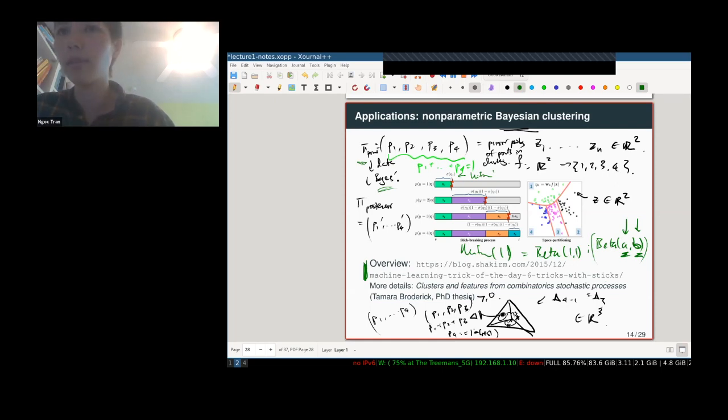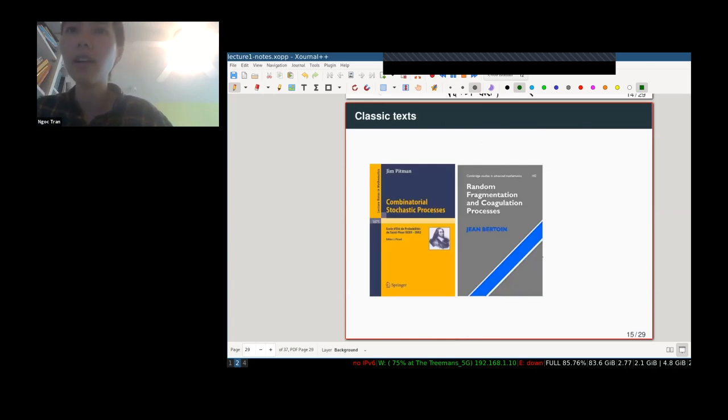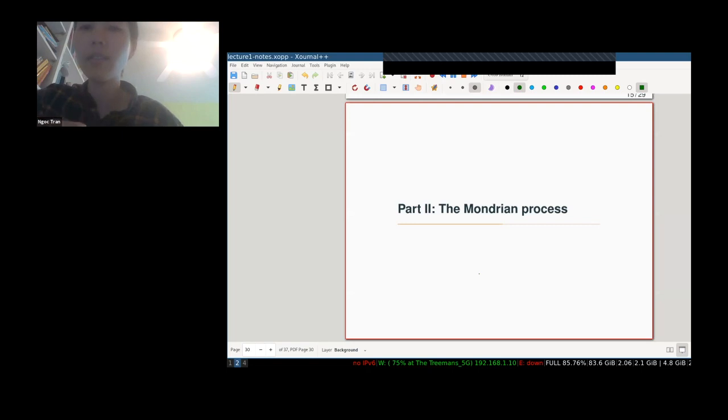If you're interested, here are some links. There's a blog that I think explains it quite well. There's also Tamara's thesis, Clustering and Features from Combinatorial Stochastic Processes, that basically goes over a lot of what we did today, which is random stick breaking, and a large part of the thesis is devoted to applications in machine learning. There are also classic texts in combinatorial stochastic processes that are more on the math and combinatorics side. But Pitman has a really excellent book on random fragmentations, with applications to phylogenetics, coagulations and things like that.